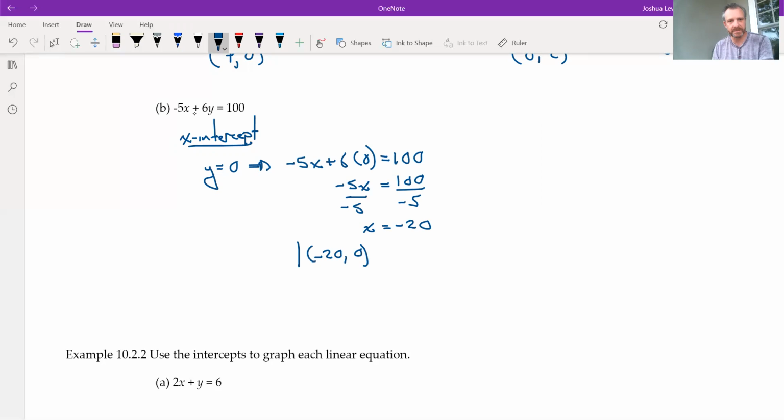Okay? Remember, this is my answer. This is my intercept, right? An intercept is a point, so you need an x and a y. Just so happens that we know the y is 0.